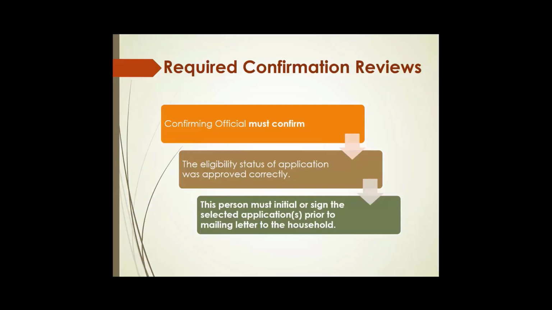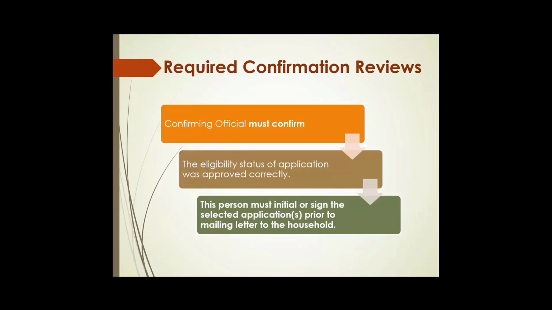Okay, so what is a confirmation review? Well, prior to verification of any selected application, a person known as the confirming official, and this is other than the determining official of the application, must confirm that the eligibility status of application selected for verification was approved correctly. And again, this is someone other than the person that made the initial determination. This person must initial or sign the selected application prior to mailing the selection letters. And if this process is taking place at the beginning of the school year when the applications are being processed, it is still important for the confirming official to initial or sign the application or the batch file.